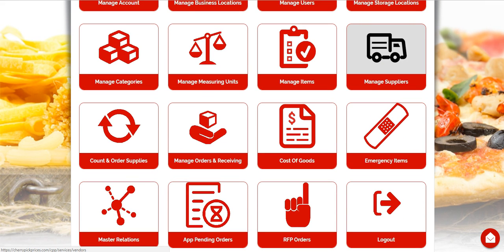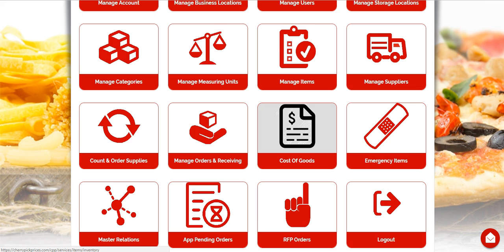There's the supplier section. This is where we add or remove suppliers to your account. The area where we actually count and order your supplies. There's a section that you can look at past orders and do receiving, invoicing, things like that. A cost of goods section, and this is for your food cost report.